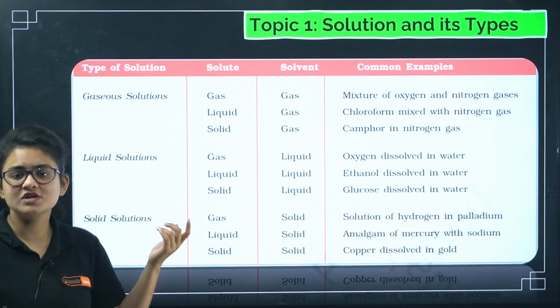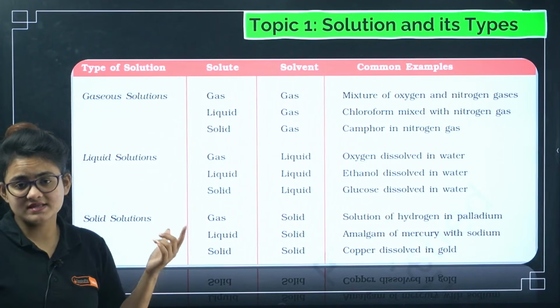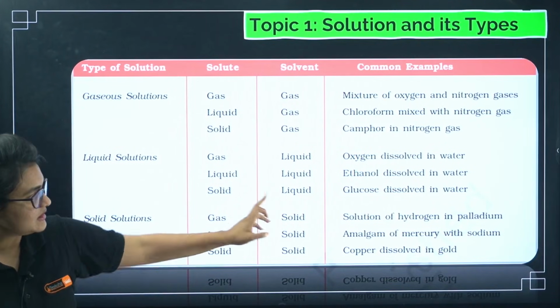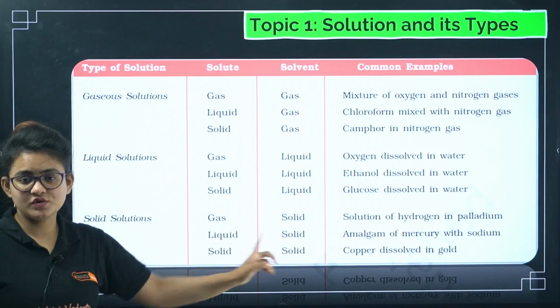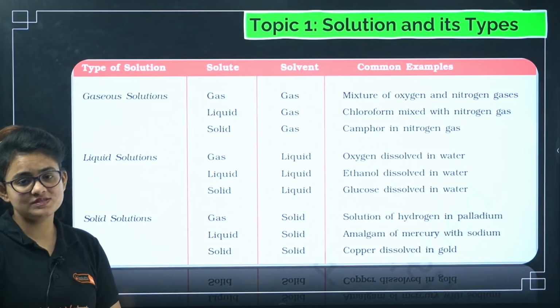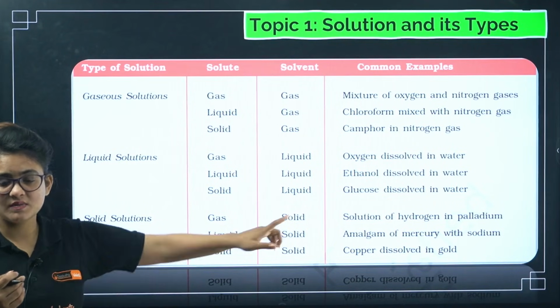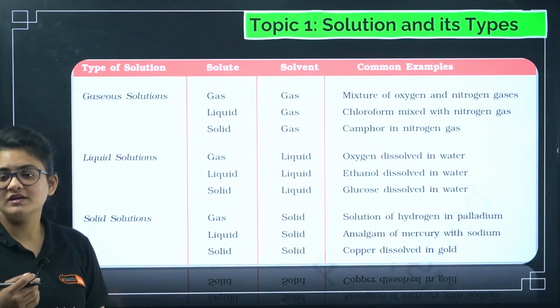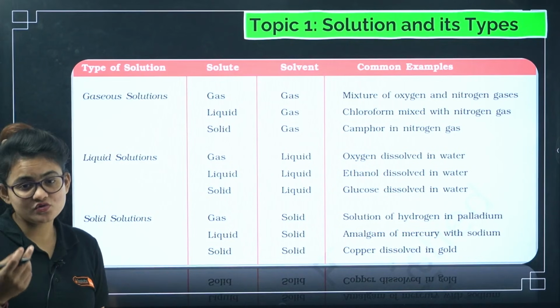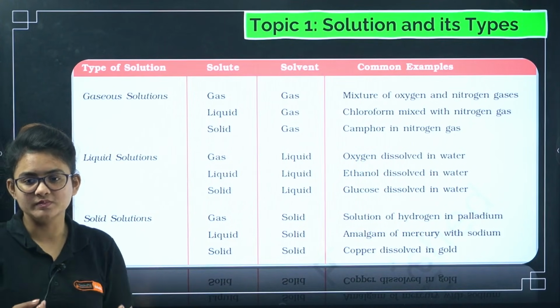For liquid solution, definitely the liquid should be the solvent and the solute can be gas, liquid or solid. You can see the examples related to it, they are also given. Next you can see solid solution: solid must be the solvent and the solute can be gas, liquid or solid. Please remember the examples given over here. Remember, solid also can form a solution, and one example is copper dissolved in gold.